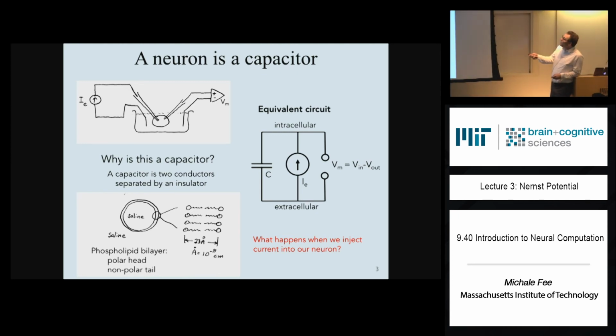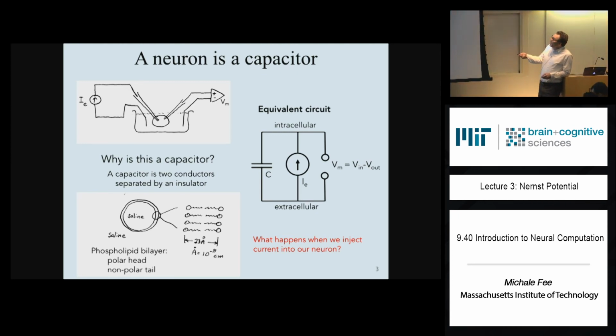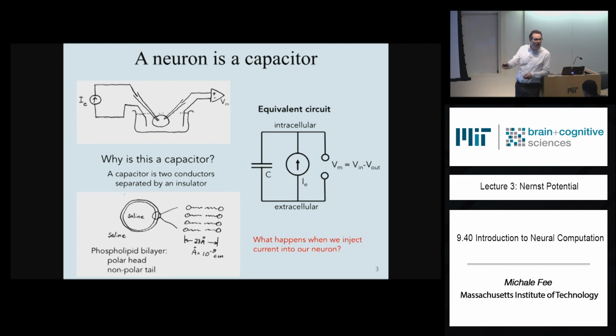And we have a current source which injects current into the cell, and we imagine that as the experimenter we have our hand on a knob that we can adjust the amount of current that's being injected into the cell.